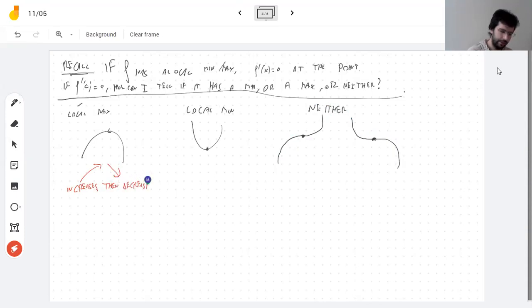So if you have a local max, that means that your function increases and then decreases. If you have a local min, that means that your function first decreases and then increases. And if you have neither, it means that either it keeps increasing or it keeps decreasing.